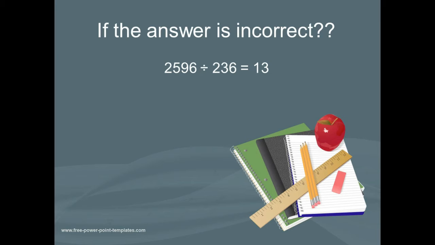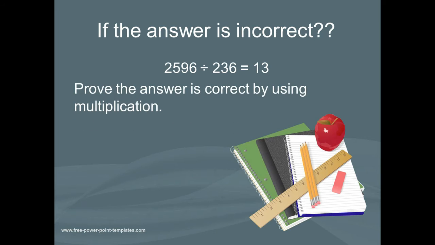But what happens if my answer is not correct? For example, I tell you 2569 divided by 236 equals 30. So let's say you do the sum, but at the end you don't get the answer 2596. So what do you do? Let's quickly check. Again, my question to you will be, prove the answer is correct by using multiplication. The first step we know is you take your answer, the 13, and you write that down.